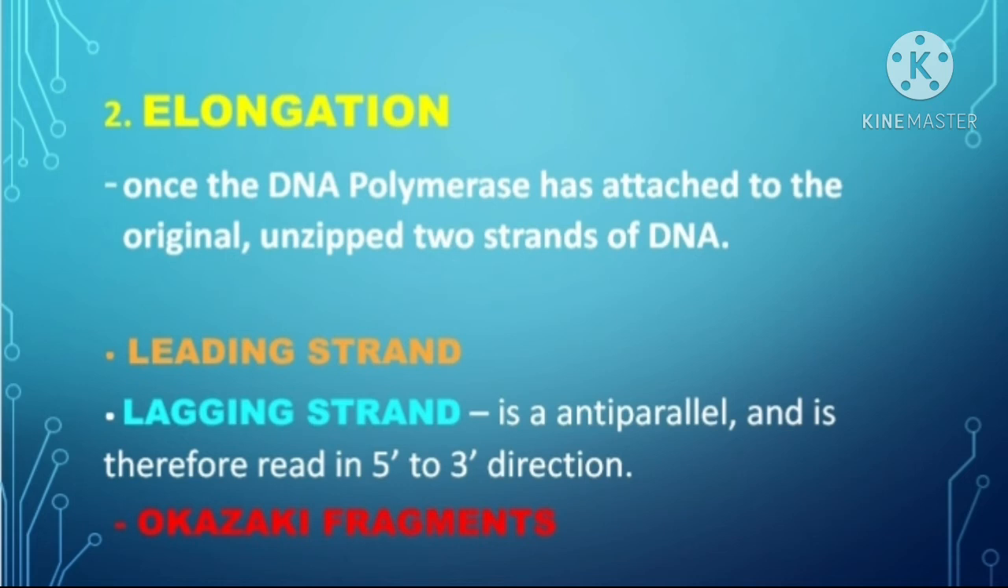Second stage is the elongation, which is that once the DNA polymerase has attached to the original unzipped 2 strands of DNA, it forms 2 strands, which are the leading and the lagging strand. The lagging strand is antiparallel and is therefore read in the 5' to 3' direction. Instead, as the helix unwinds, RNA primers are added to the newly exposed bases on the lagging strand, and DNA synthesis occurs in fragments, but still in the 5' to 3' direction as before. These fragments are known as the Okazaki fragments.